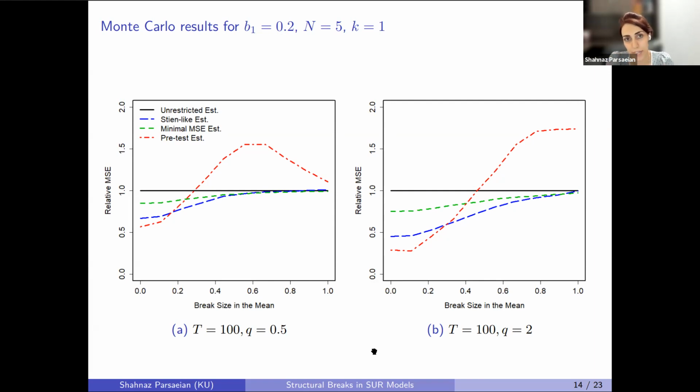Now, when we combine it with the restricted estimator, if the post-break sample observation is less volatile, which becomes figure B, then the Stein will gain more compared to the case that the post-break sample observation is more volatile. So that's why we see a higher outperformance in this figure.